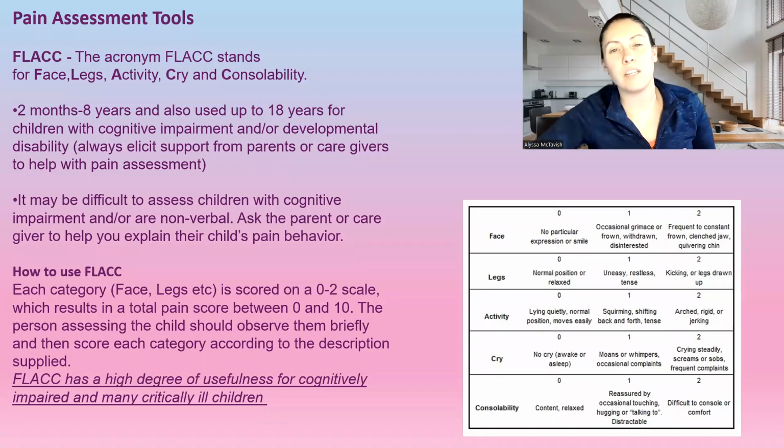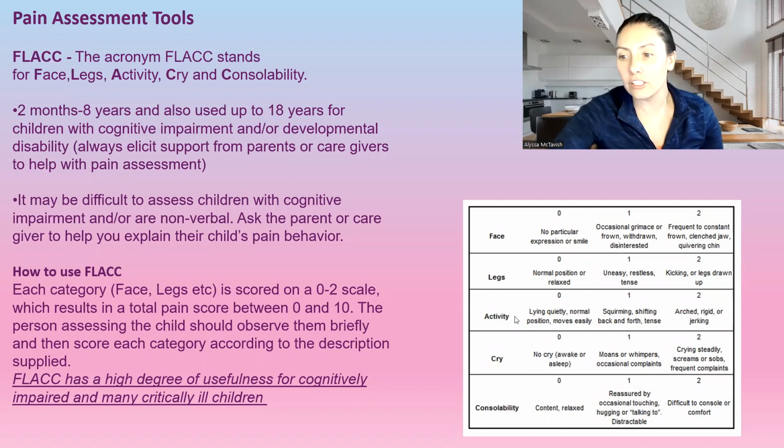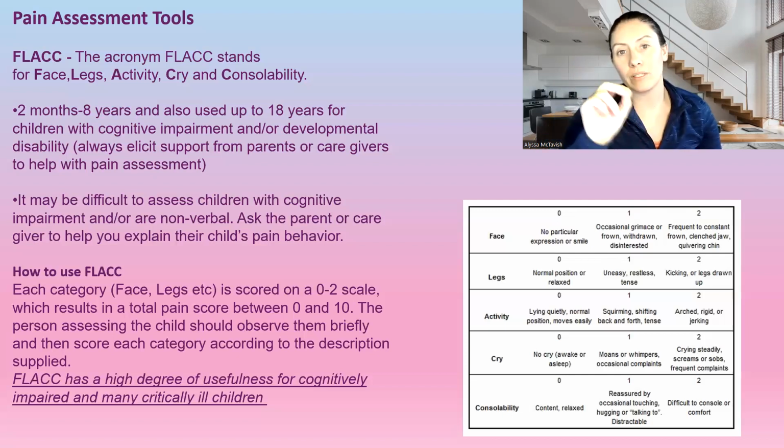So once again, sometimes it is hard to assess a child with cognitive impairment or who is nonverbal. So you want to be asking the parent or caregiver to explain their child's pain behavior. Okay, so involve them as much as you can. Here's the little chart here. Each one is rated 0, 1, 2, so it gives you a pain score between 0 to 10. Okay, so you're just going to circle which one it might be.